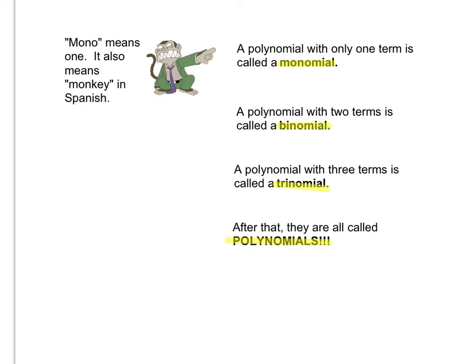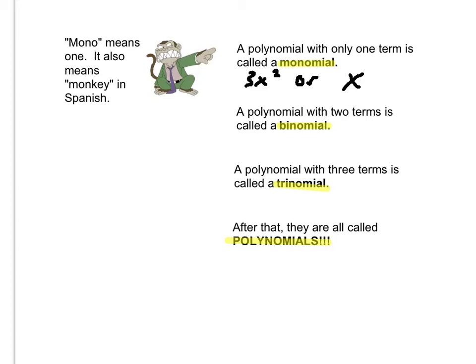A polynomial with one term is called a monomial. So a monomial might look like this, 3x squared, or it could be something like x, because again, we have one term, which means we're not adding things together. There's only one thing there. That's a monomial.